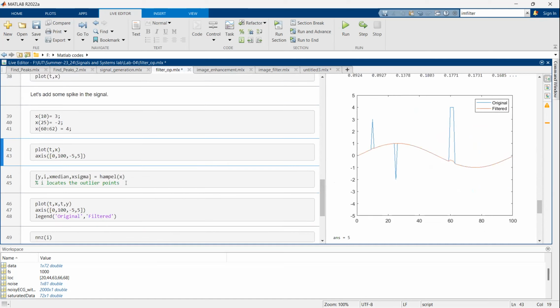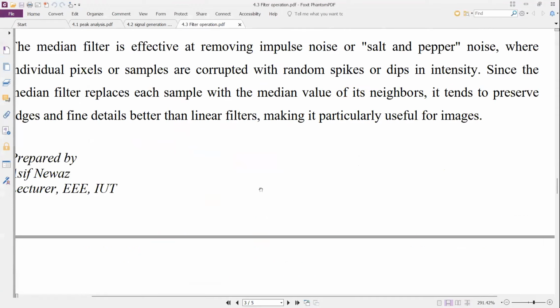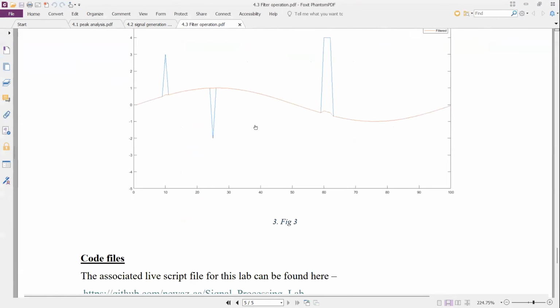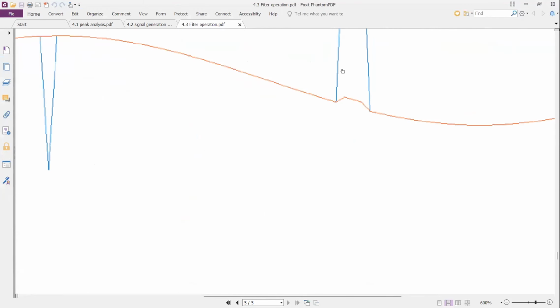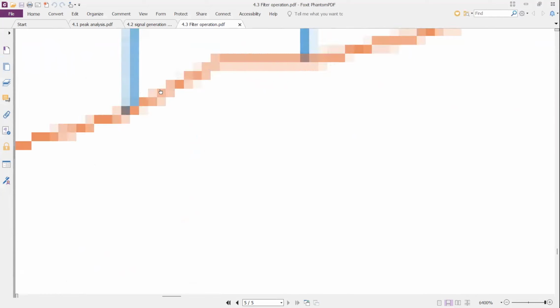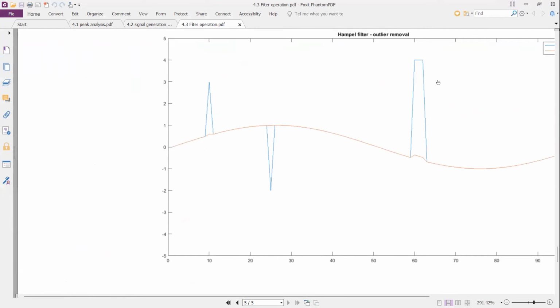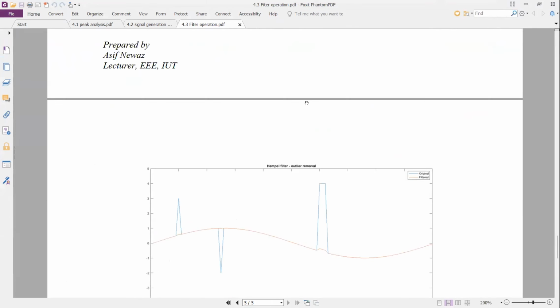You have the function hampel filter. When you apply it, the filter output is this red line. You see these spikes becoming like this. More clearly, this was the outlier and it is chopped this way. So the Hampel filter reduces it and makes the signal much closer to the original shape. Is it clear? So this is the operation of the Hampel filter.